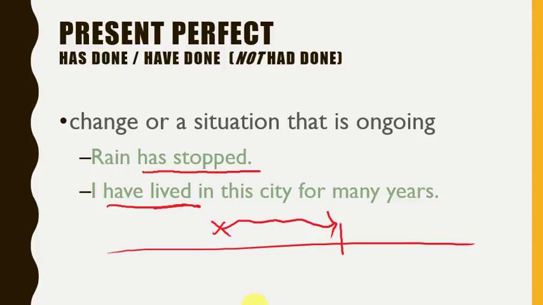And we don't know when that point was in the past, but it is over a long period and it is ongoing. Most likely, the speaker saying this sentence, I have lived in this city for many years, is probably living in that city. There's a small chance that he's not living there anymore, but most likely he is. So we consider it an ongoing event.